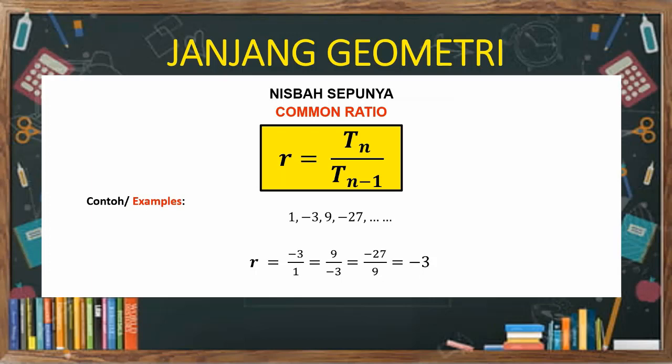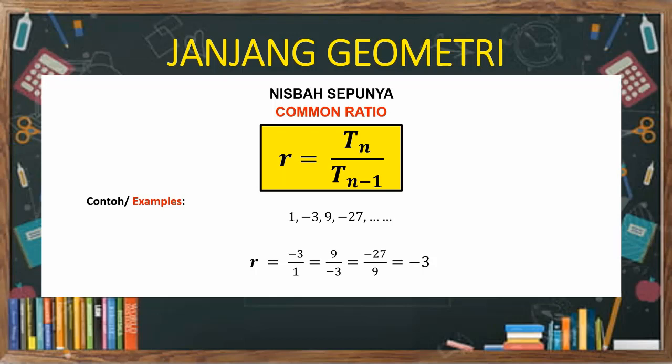Let's see the example. 1, -3, 9, -27. We will use the second term to divide by the first term, which is -3/1. The third term divide by the second term, which is 9 divided by -3. And the fourth term divided by the third term, which is -27 divided by 9. And all of them are giving you the answer of -3.